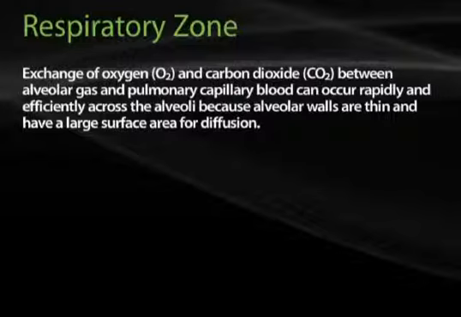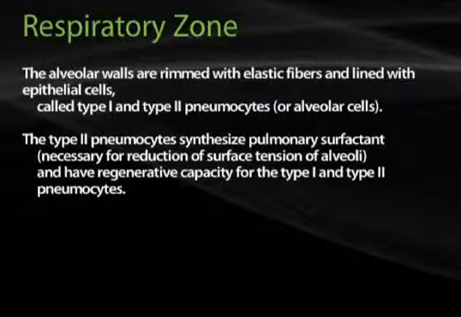We can see elastic fibers lining the alveolar walls. The individual epithelial cells of the alveoli are called pneumocytes. There are both type 1 and type 2 pneumocytes. Those type 2 pneumocytes serve an important role. They synthesize surfactant. Surfactant is necessary to reduce surface tension in the individual alveoli. These type 2 pneumocytes also probably represent the regenerative capacity for the alveoli.